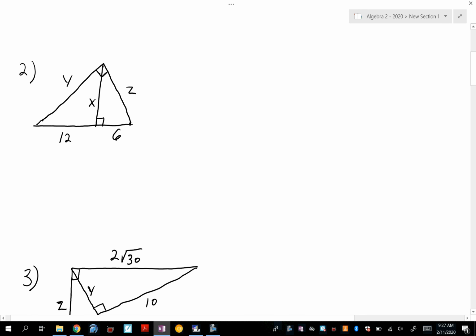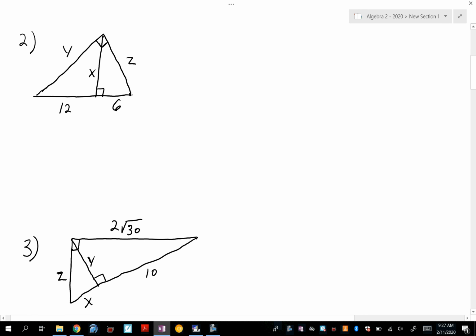Let's go to number 2. Now, number 2, they don't give you the altitude, but they do give you the entire hypotenuse with 12 and 6, right, of the biggest triangle, so it's 18.